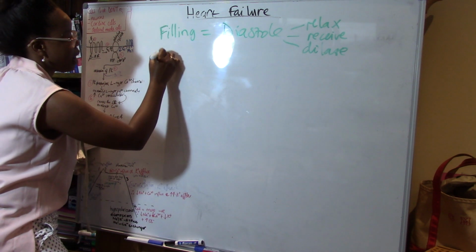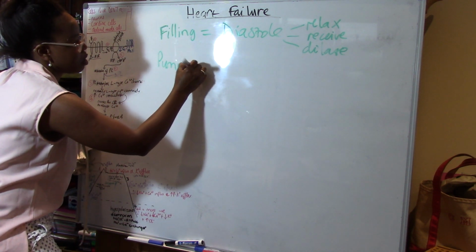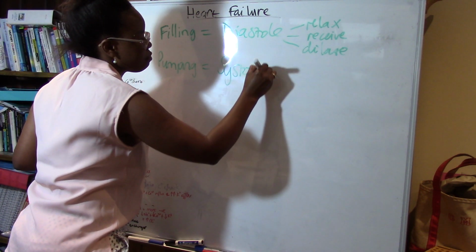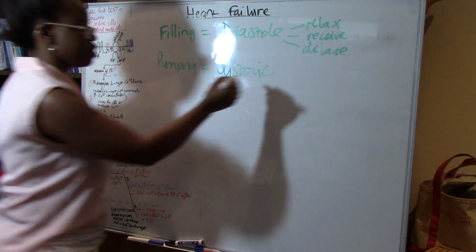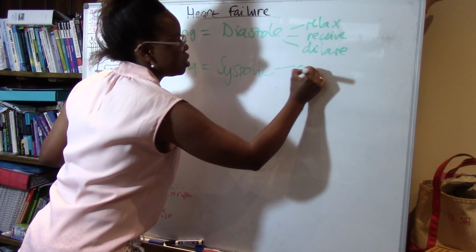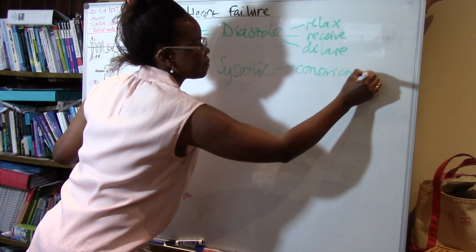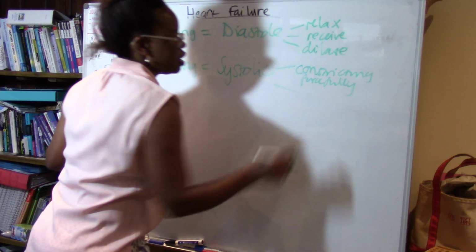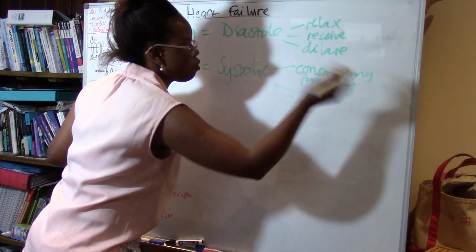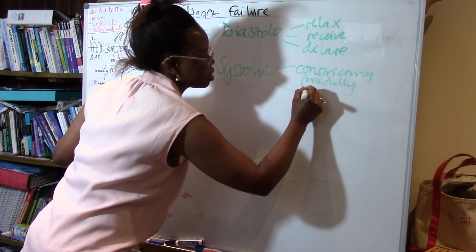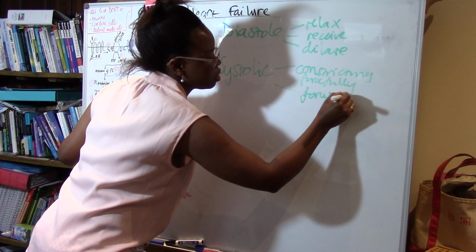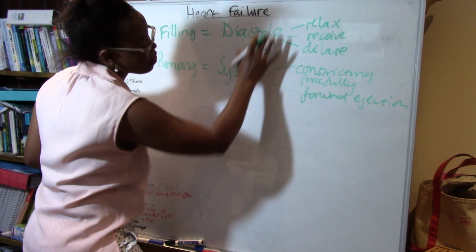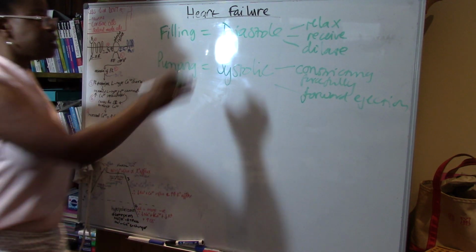And then we need the pumping phase of the heart, which is the systolic phase. And during systole, the heart is in action. It's constricting forcefully to then push blood out. Shall we say forward ejection? Yeah, forward ejection of the blood that was received during diastole.